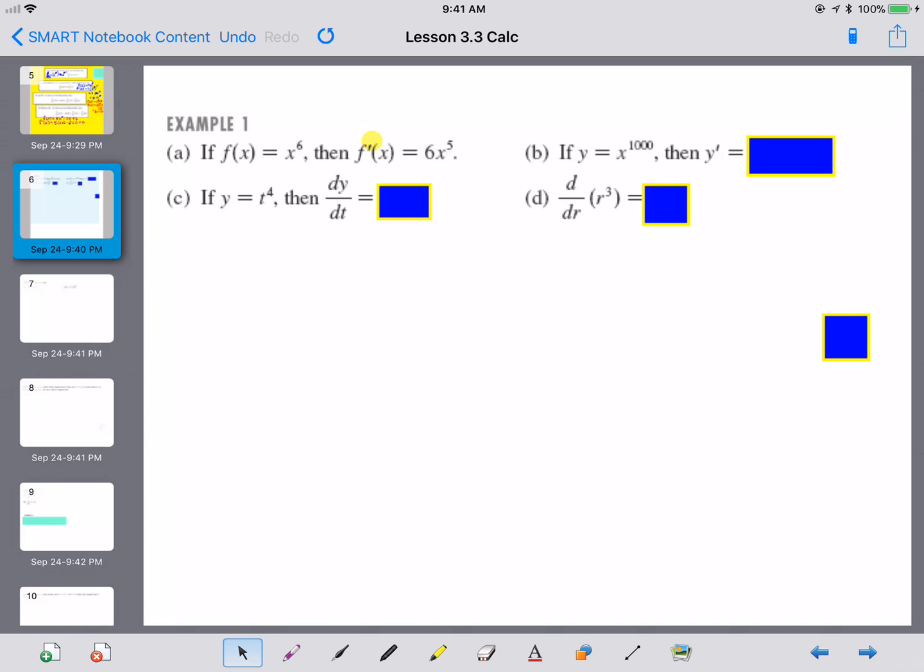Let's do b. Even for a power as big as 1,000. And that y prime is just another notation for saying, hey, take the derivative of y in terms of x. And so that means drop that 1,000 down in front. Power goes down by 1.